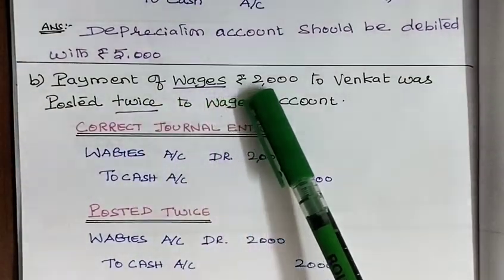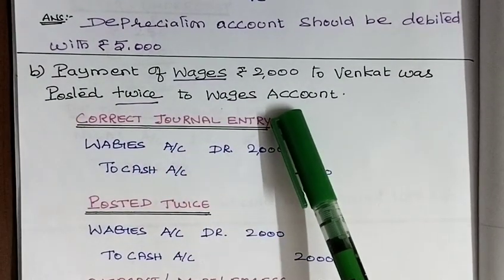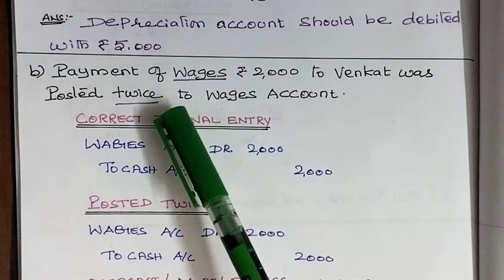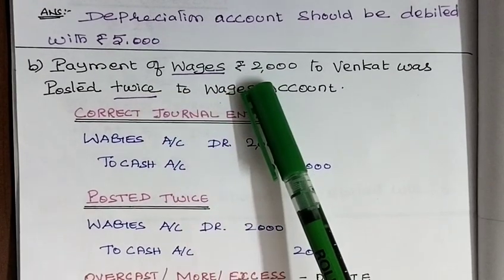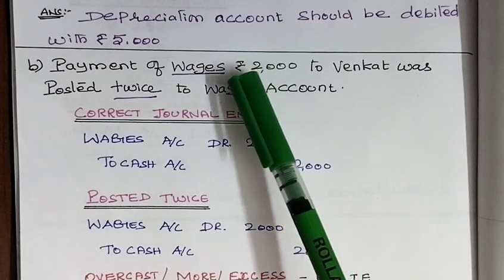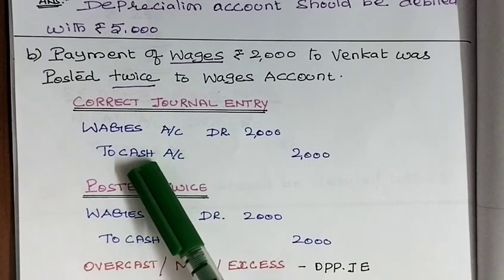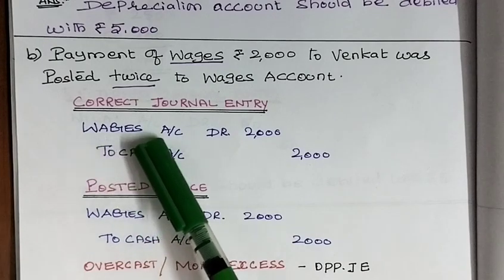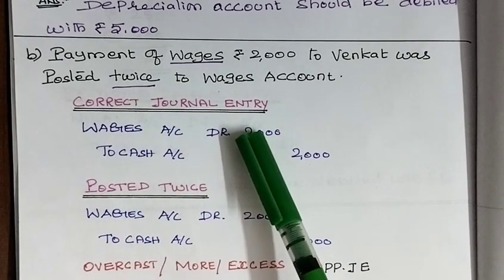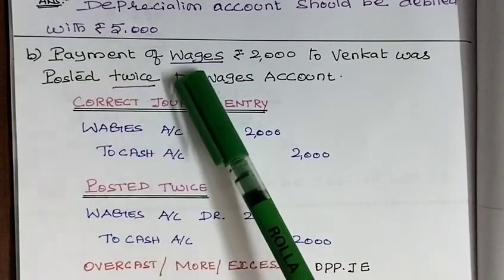Payment of wages rupees 2,000 to Venkat was posted twice to wages account. What does this transaction tell us? Payment of wages 2,000 rupees. What is the journal entry? When you pay wages to your worker, wages account debit to cash account, right? Cash goes out, so cash account decreases. Whenever cash account decreases, you credit the cash account. So wages account debit 2,000 to cash account 2,000. This is the correct journal entry for the payment of wages.